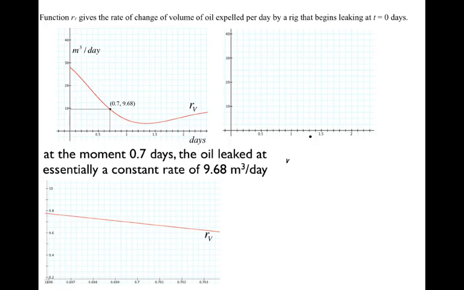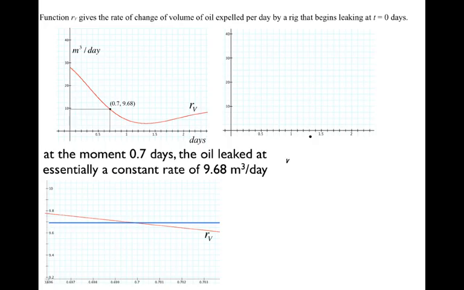Horizontal. So if we're going to assume we have essentially a constant rate of change of 9.68 in this moment at 0.7, what is our assumption going to look like? It's going to look horizontal, right? Horizontal, because this is a rate graph.